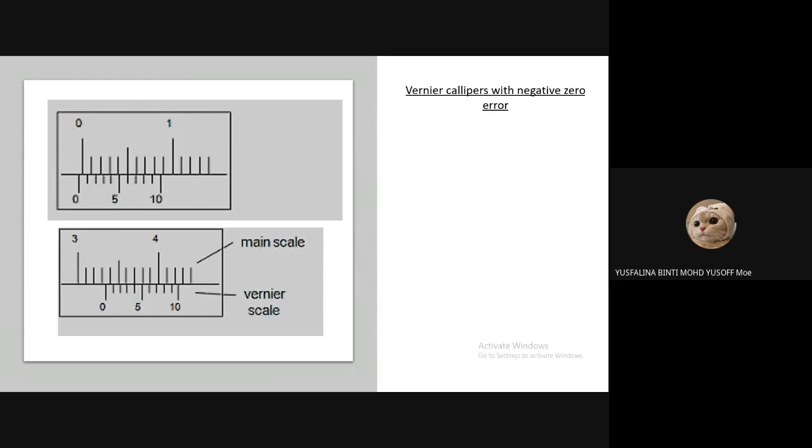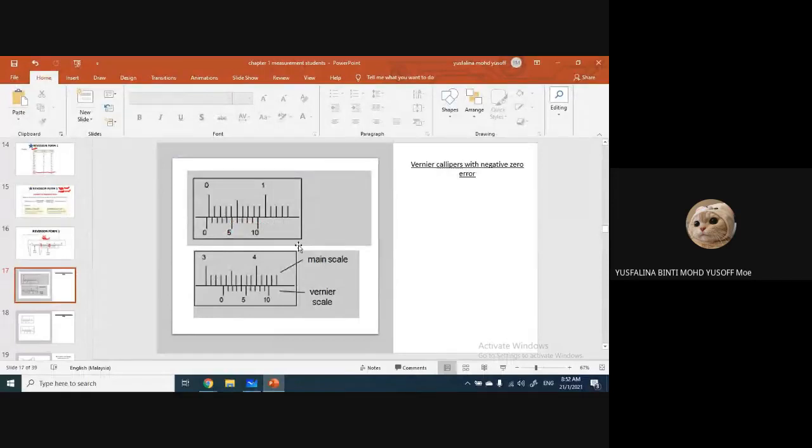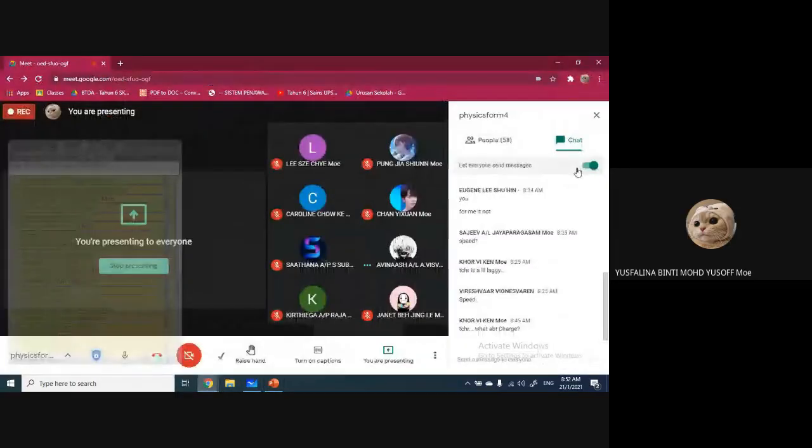Actually, can I ask, do you still remember what zero error is, and what is not a zero error? Do you know how you tell whether your vernier calipers has zero error or not? Oh, okay, good. Anyone has a question to ask?